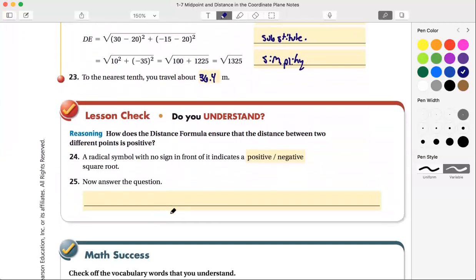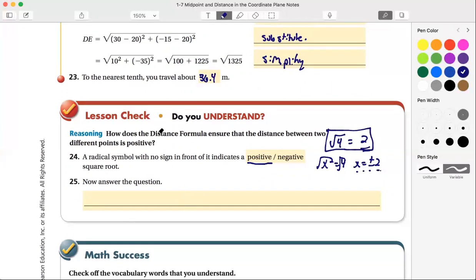All right, let's summarize. A radical symbol with no sign in front of it indicates a positive square root. So if I just write the square root of 4, that's understood to be just +2. In an algebra class, if I wrote x squared equals 4 and I took the square root, then my answer would be plus or minus 2. I would have 2 answers. But in geometry class, when I just write a radical like this, I'm understanding it to be just positive.